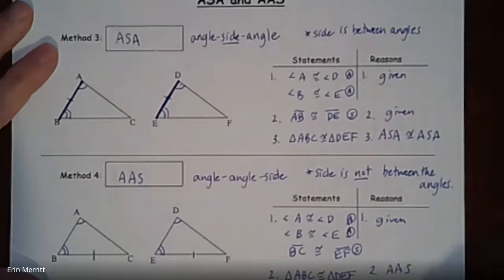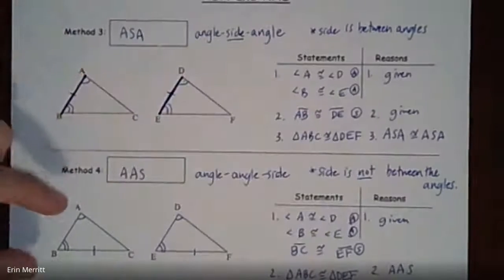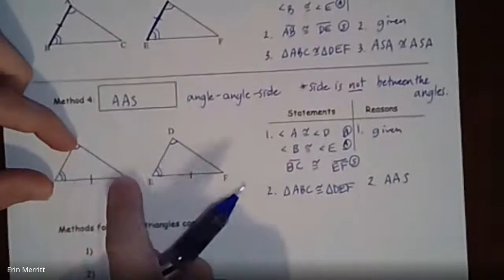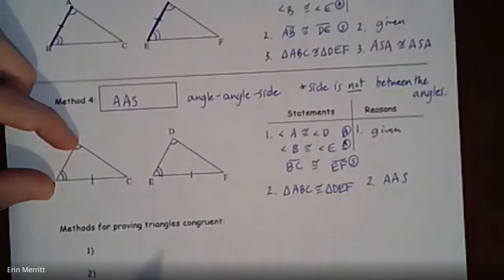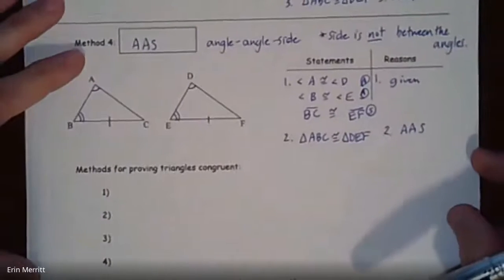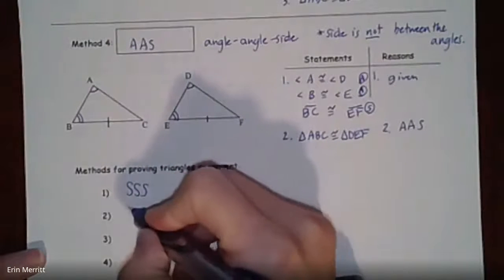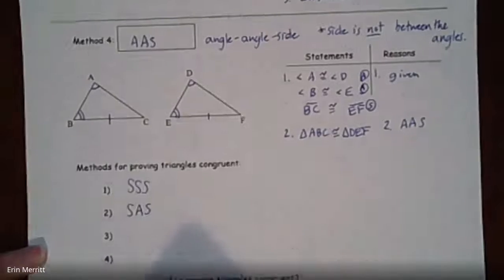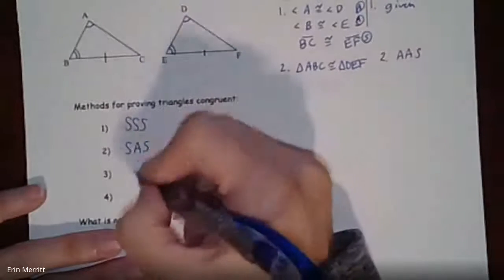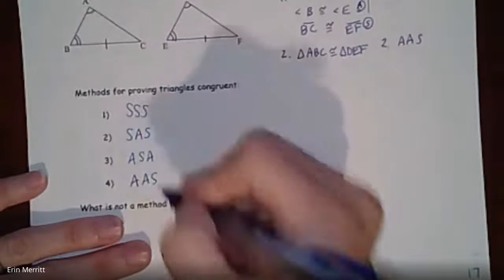Right? So you have to specifically say, okay, here's my 2 angles. Does the side fall between it? Or here's my 2 angles. Nope, it's over here. That's AAS. So you really need to use your diagram to be able to focus on that. So the 4 methods that you know at this point, we got side, side, side. We got a little SAS, a little side, angle, side. We've got angle, side, angle, and we have angle, angle, side.